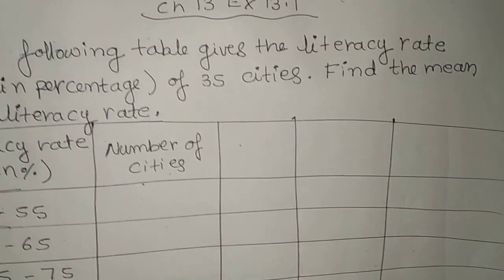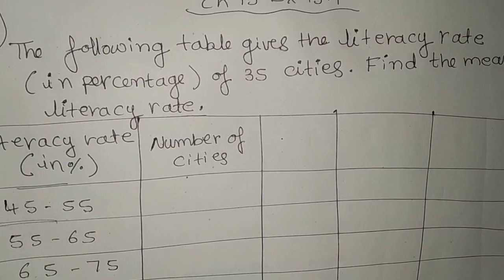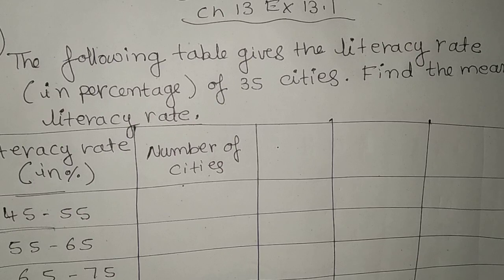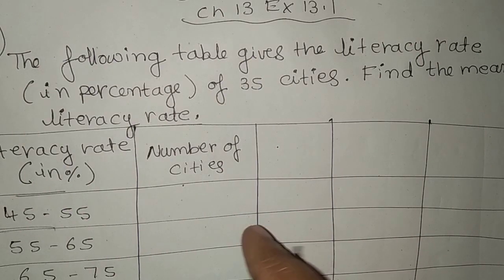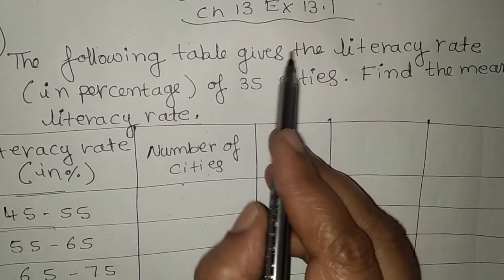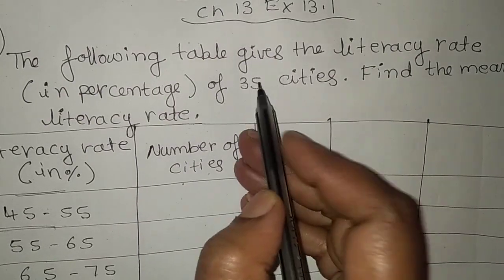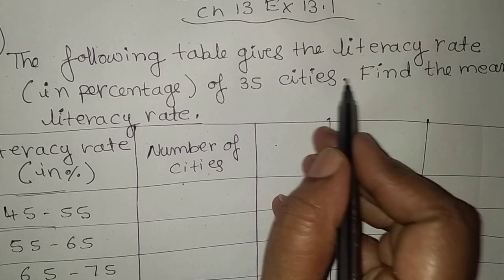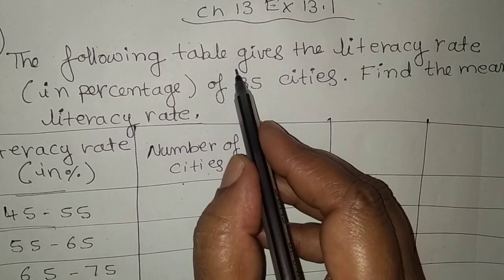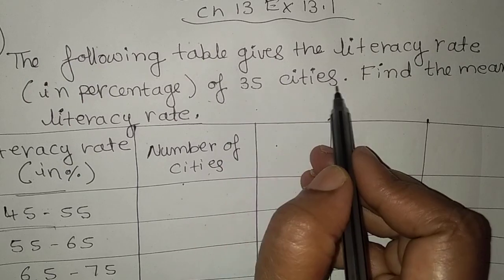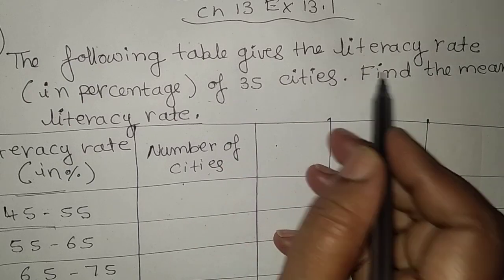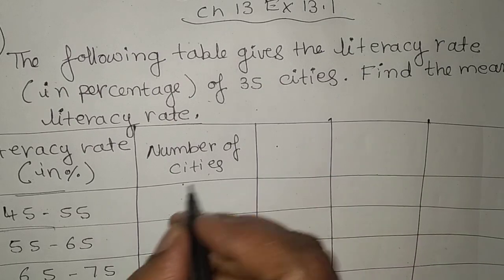Now we'll continue with question 9. This is the last problem of this exercise. The following table gives the literacy rate in percentage of 35 cities. Find the mean literacy rate.